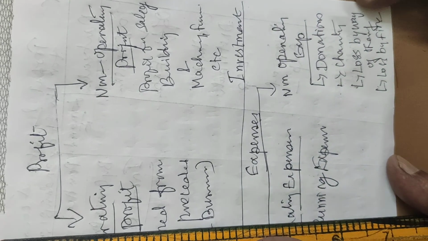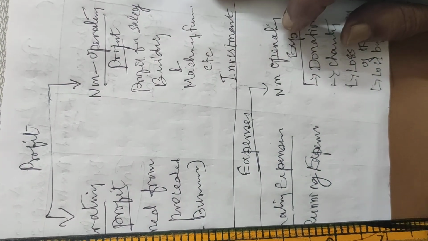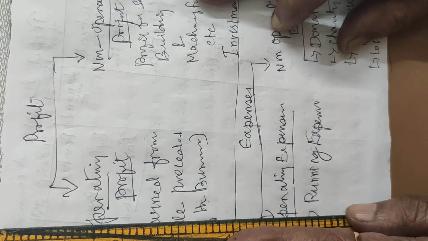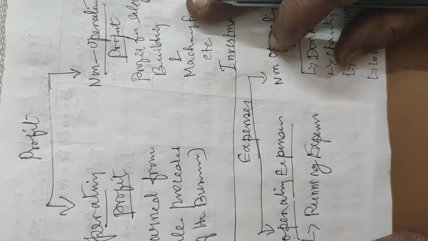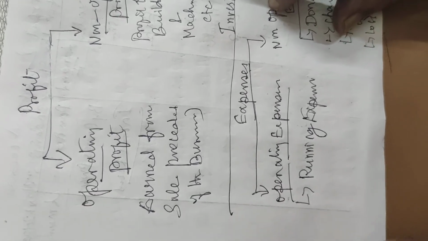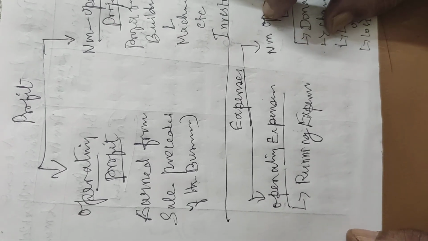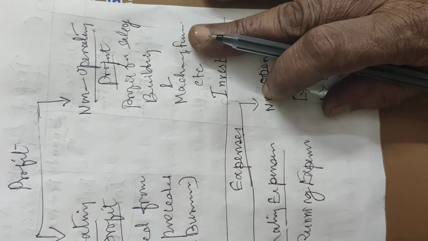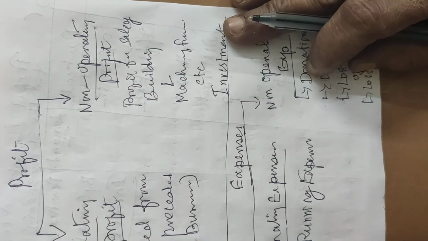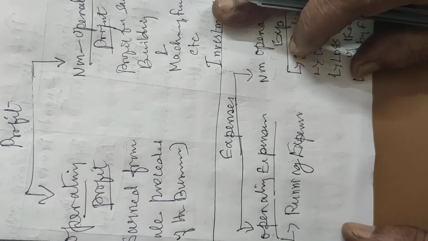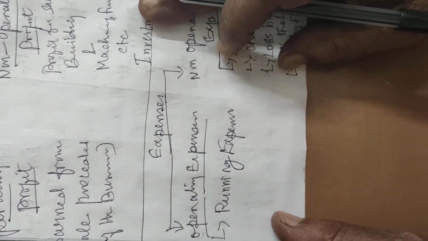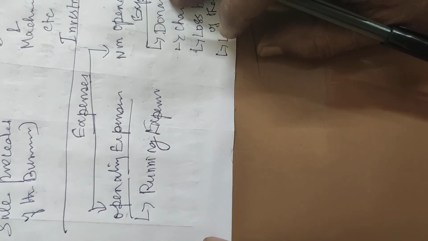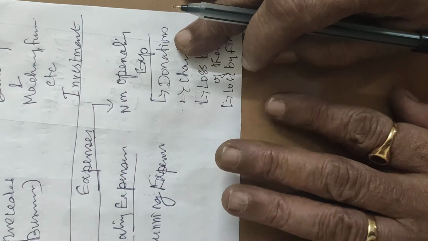Now let us once again see the business. In business, the profit has two types. One is operating profit. Another one is non-operating profit. Operating profit is nothing but the profit earned from the sale proceeds of the business. And non-operating profit is the profit on the sale of the building, machinery, furniture, etc., and investments, etc. And expenses also two types. One is operating expenses, another one is non-operating expenses.